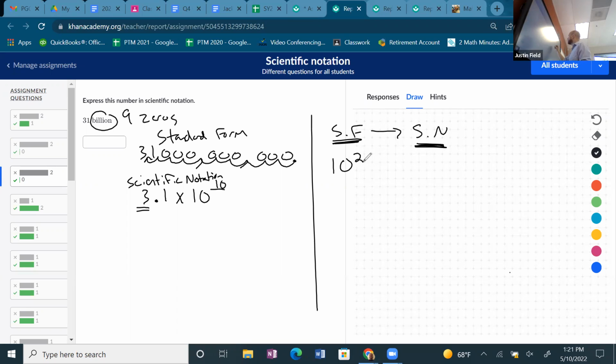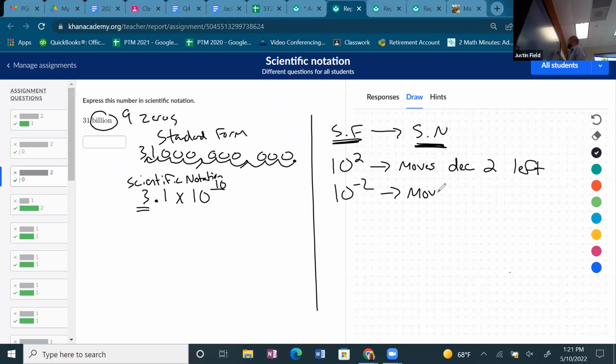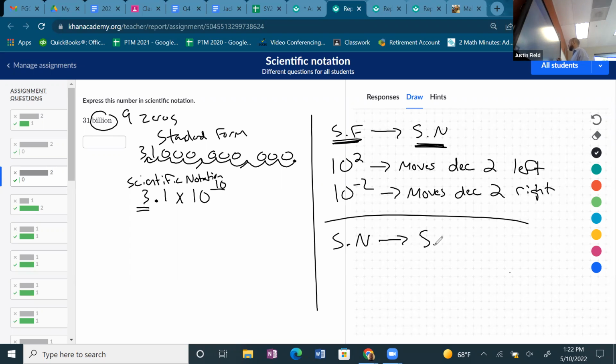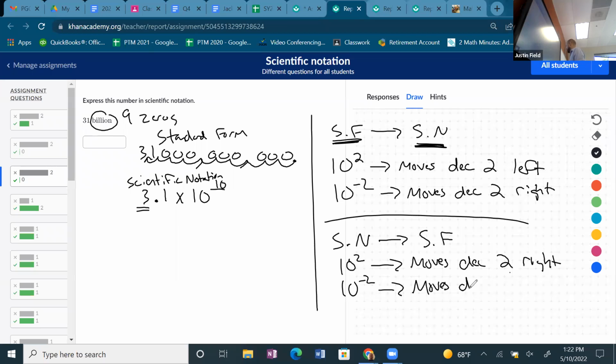10 to the second moves the decimal to the left, and 10 to the negative second moves the decimal to the right. And what I was talking about in my explanation earlier is starting in scientific notation and going to standard form. 10 to the second moves the decimal to the right, and 10 to the negative second, just for an example, moves to the left. All right, so this would be 3.1 times 10 to the 10th.